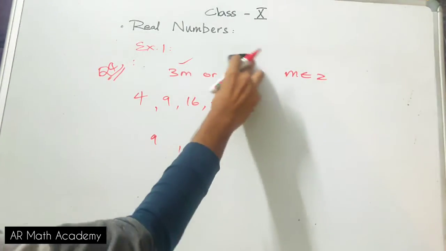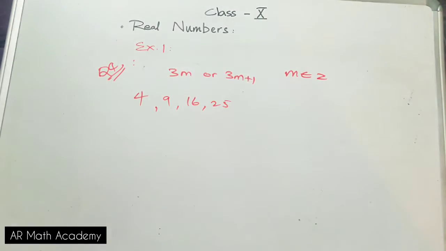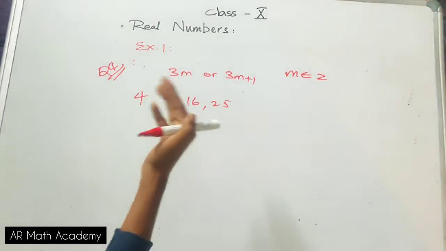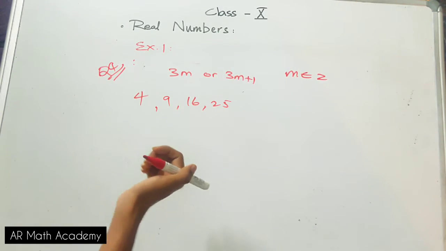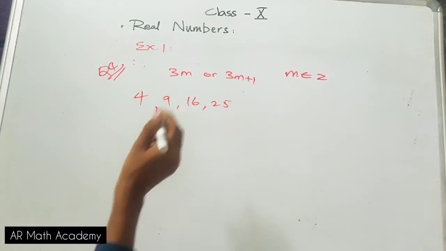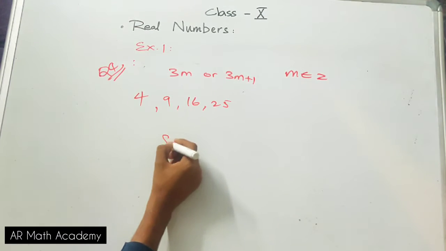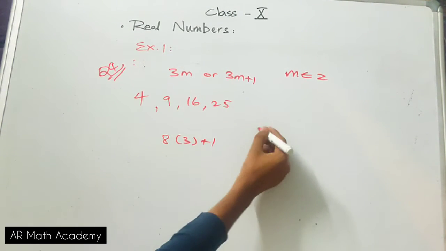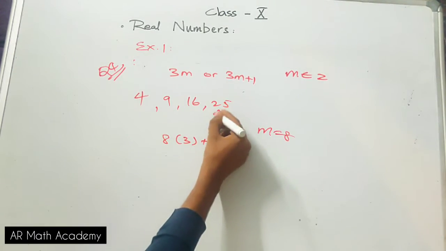So basically you can get the square of any integer using either of these two forms. In the case of 25, what is 25? It's 24 plus 1, right? How will you get 24? Substitute 8: 8 times 3 plus 1. So this is of the form 3m plus 1, where m is equal to 8. Now you are getting 25 from this.